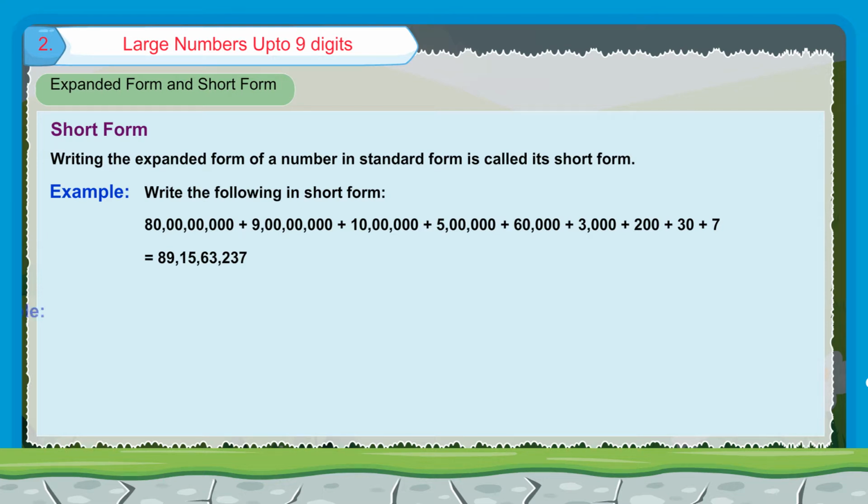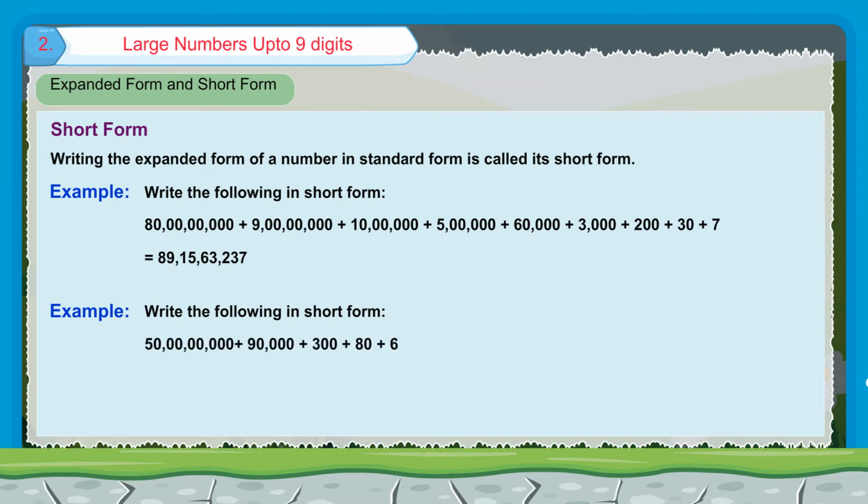63,237. Example, write the following in short form. 50 crores plus 90,000 plus 3,000 plus 80 plus 6 is equal to 50 crores 90,386.